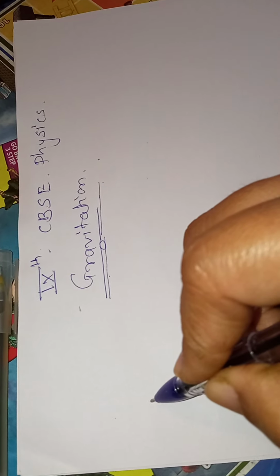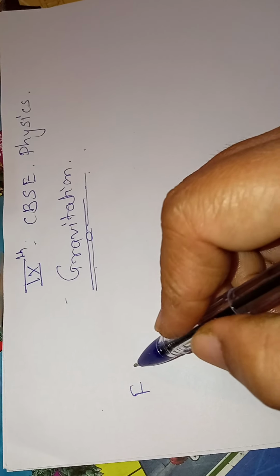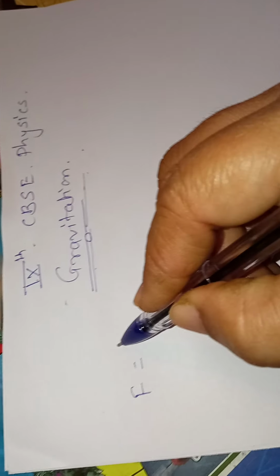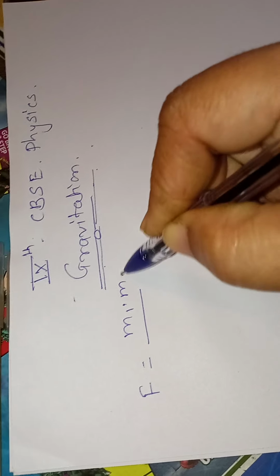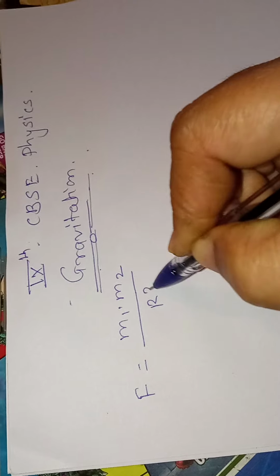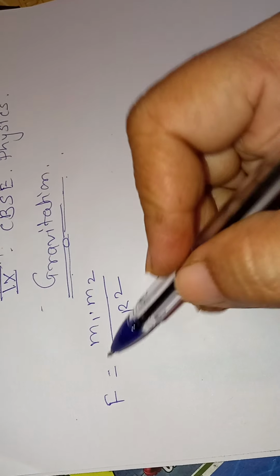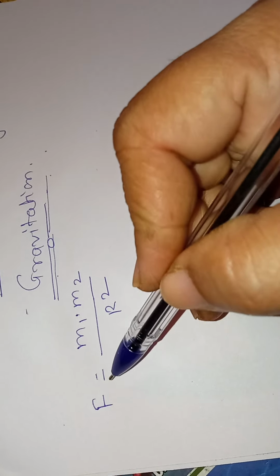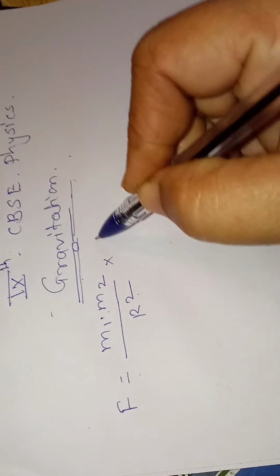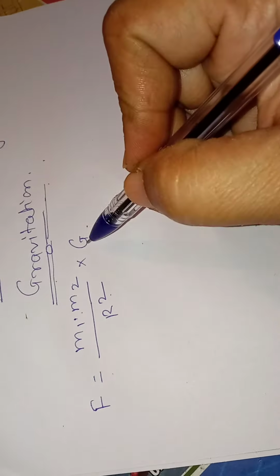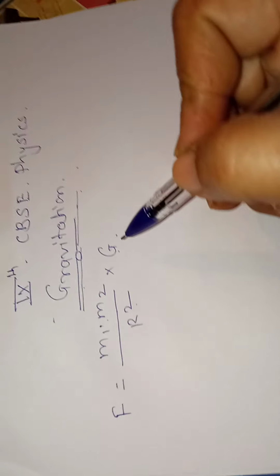We have found the formula for the force of attraction between two bodies separated from each other by a distance of r. The force of attraction between the two bodies is F equal to m1 dot m2 upon r square, multiplied by constant G. G is called the gravitational constant.